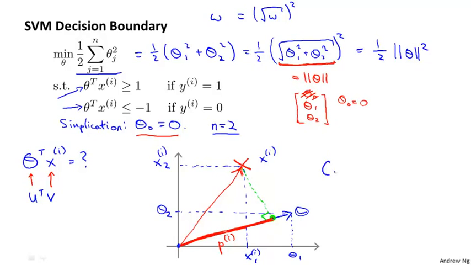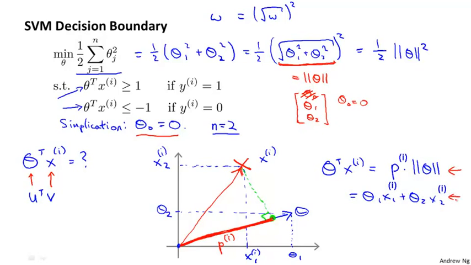And so what we have is that theta transpose xi is equal to, following what we had on the previous slide, P times the length or the norm of the vector theta. And this is of course also equal to theta 1 x1 plus theta 2 x2. So each of these is an equally valid way of computing the inner product between theta and xi. Okay, so where does this leave us?